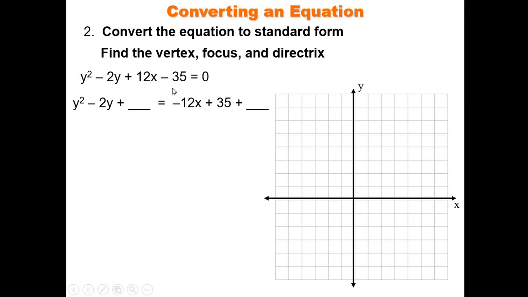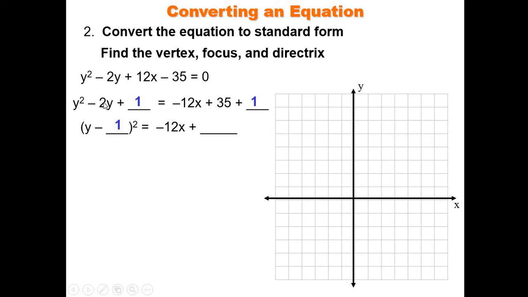What will we add to both sides? Transpose 12x minus 35, equals negative 12x plus 35 na siya. So what will we add to both sides of the equation? Anybody from the class? Complete the square. Yes, Lance? 1, sir. Very good. We're going to add 1 to both sides.